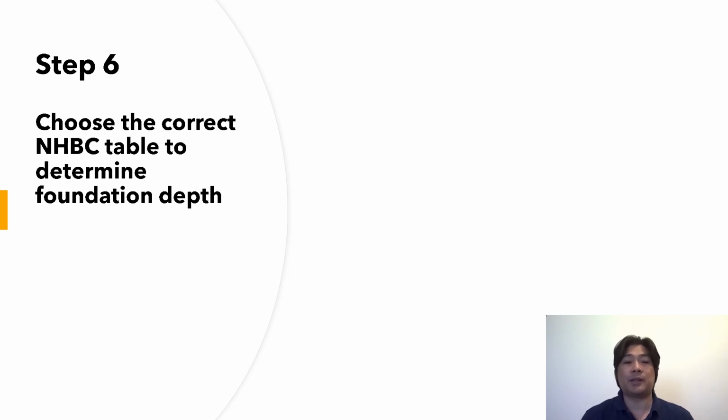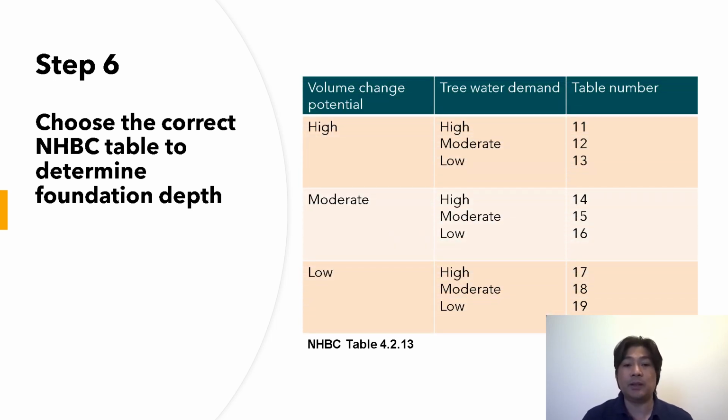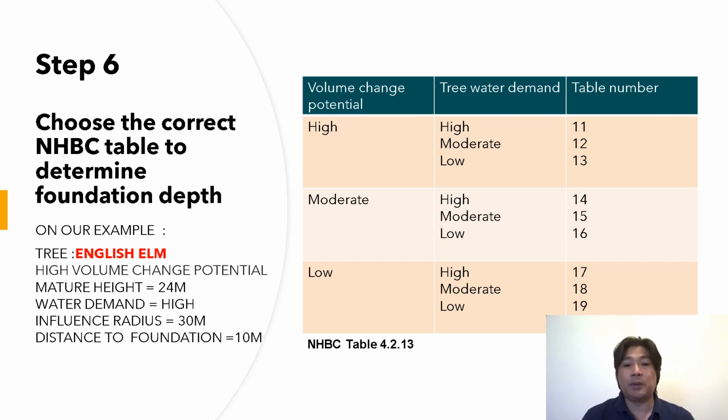Moving on to step 6, again we will be using another table from the NHBC manual. This is table 4.2.13, which will lead us to determine the next table that we will be using that will lead us to the depth that we are looking for. The table is reproduced on the right side of the screen. From the previous example, we know that the volume potential is high and that the tree water demand is also high. Therefore, the table number that we could use next is table 11.